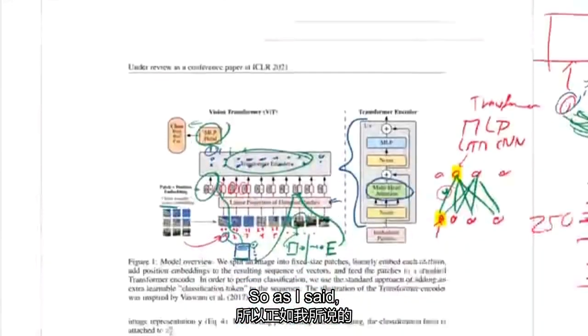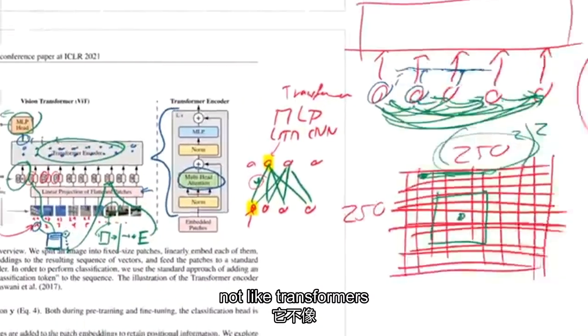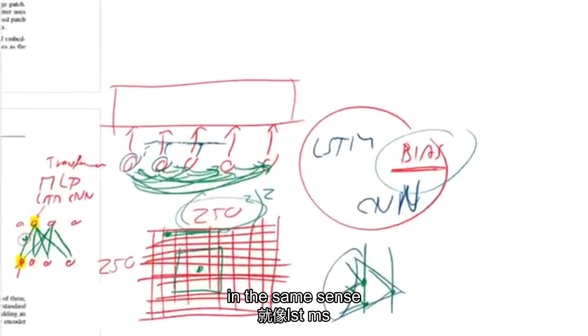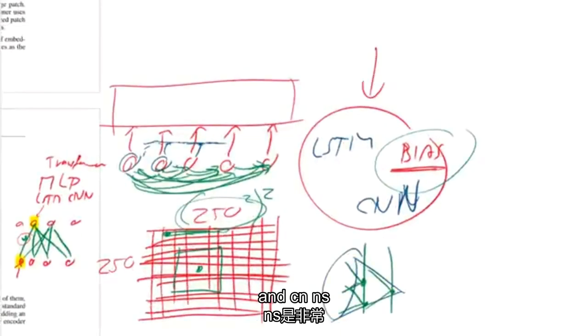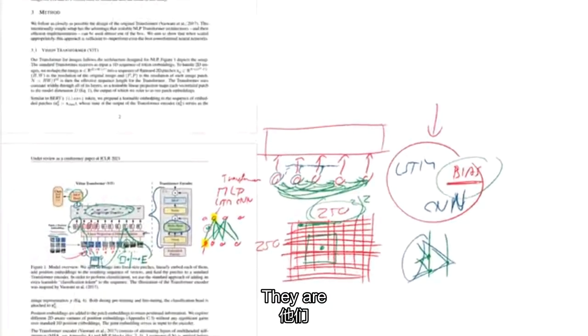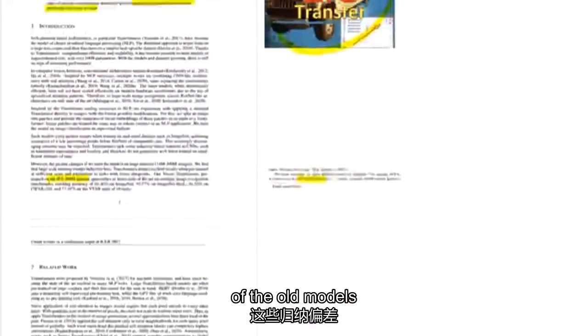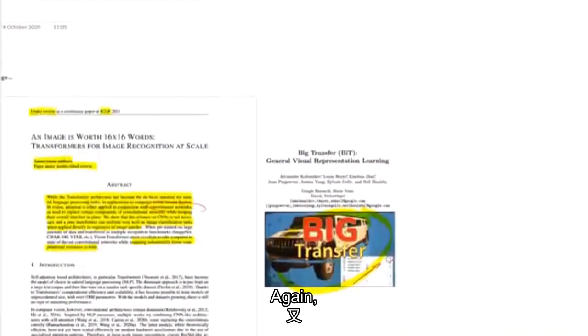All right, so it's not like transformers are very, very good architectures in the same sense that LSTMs and CNNs are very good architectures. It is the fact that transformers are so general, they are actually able to make use of the big data that we just now have, that we didn't have before, and of the big compute, such that these inductive biases of the old models become unnecessary.